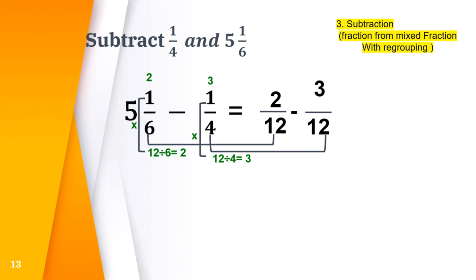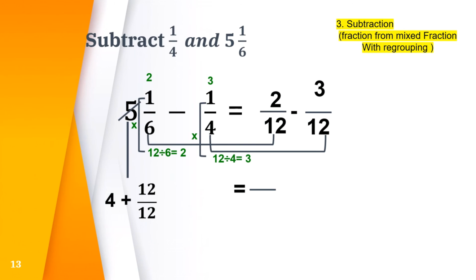Next is, isusubtract na natin. So, 2 minus 3 cannot be. So, hindi tayo pwede mag-subtract ng 3 sa 2. So, anong gagawin natin? Magre-regroup tayo ngayon o maghihiram tayo, we're going to borrow sa 5. So, si 5, i-rename natin siya as mixed fraction. So, magiging siyang 4 plus 12 over 12.